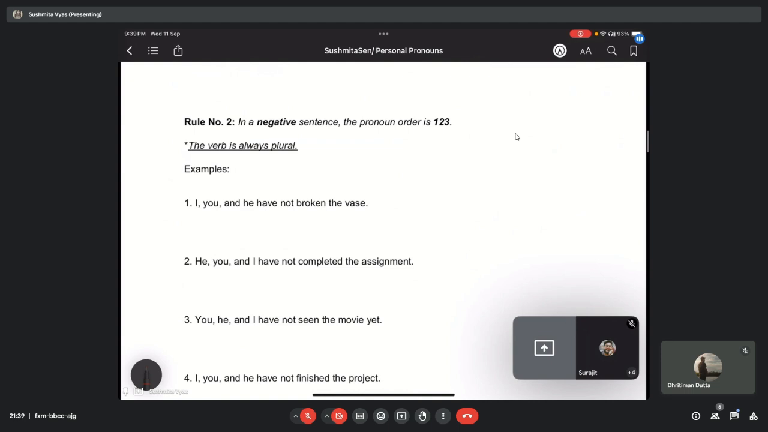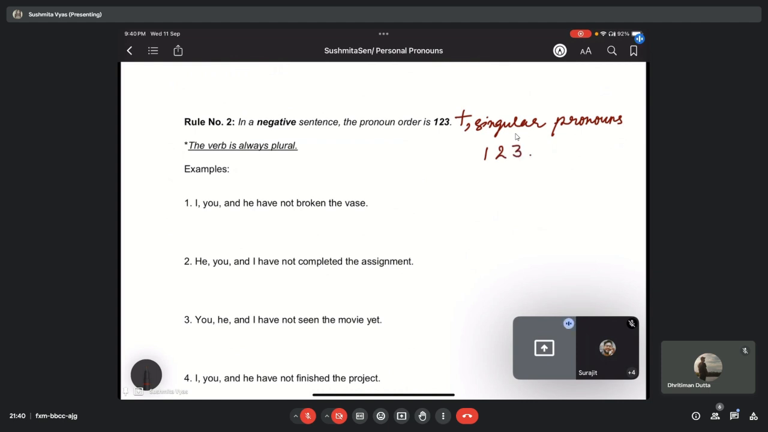Now negative sentences. So when we are talking about negative sentences, this will also be singular. Negative sentences and singular pronouns. So negative sentences plus singular pronoun, the pronoun order will be one, two, three.